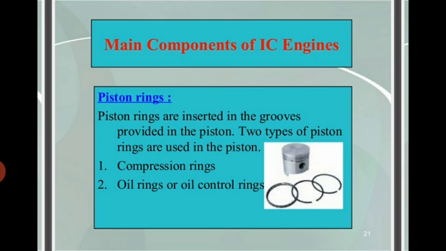Now our next component that is used in the IC engine is piston rings. Piston rings are inserted in the grooves provided in the piston. Two types of piston rings are used in the piston: compression rings and oil rings. Compression rings prevent the leakage of the compressed charge during the compression process and the expansion process on the power stroke, while the oil rings control the surplus oil on the downward stroke from the cylinder wall after the lubrication, to prevent its mixing with the charge.